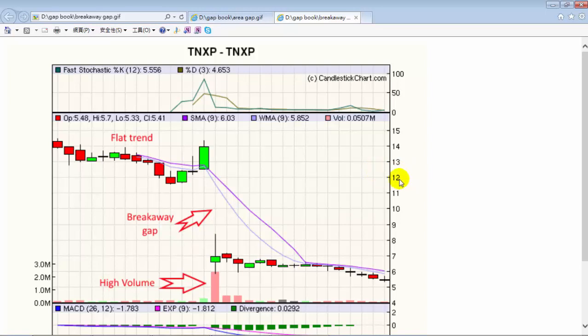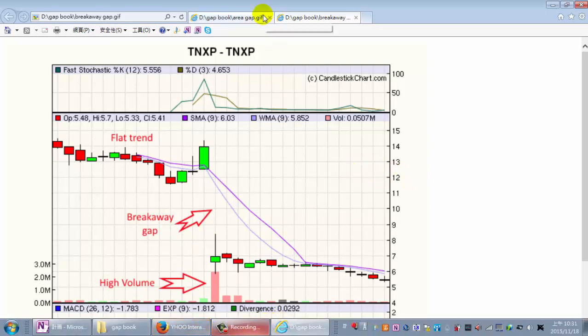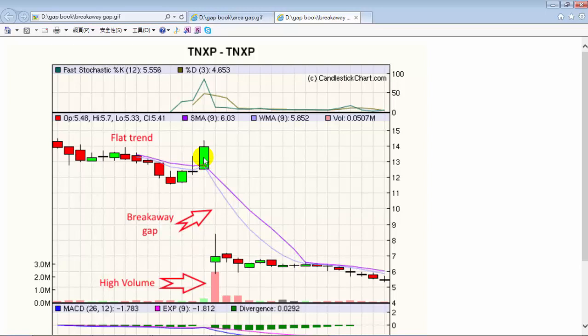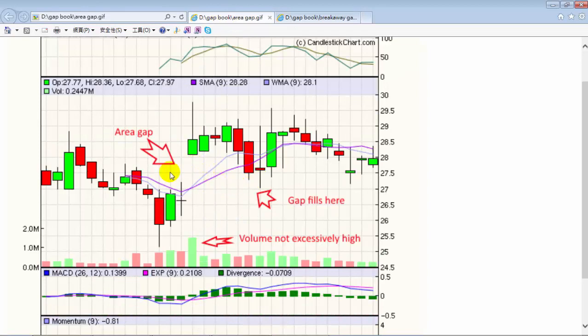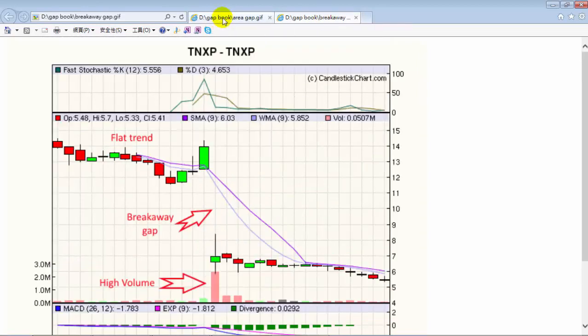Here's a breakaway gap. The difference between these two is that the breakaway gap tends to have higher volume. The new candlestick tends to be very far away from the old candlesticks. And the implication of a breakaway gap is that the price will continue in that direction, away from the gap, whereas an area gap will close. I told you that in the gap game plan.